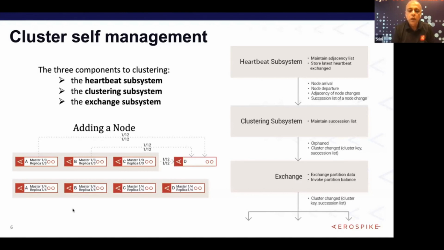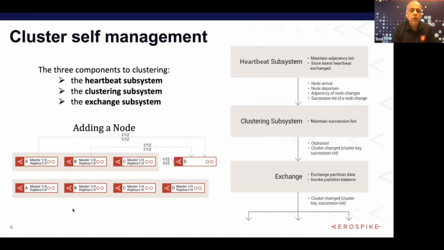Given nodes are added and removed from the cluster and the partition map is changed based on the arrival and departure of a node, there's an exchange subsystem which manages the asynchronous copying of data, or migration of partitions, from one node to the other. You can see an example in the picture to the left, where we are adding an additional node to a 3-node cluster. A 3-node cluster with 2 copies, or replication factor 2, in steady state will have 1/3 of master partitions available in each of those nodes, and 1/3 of the replica partitions available in each of those nodes. When you add a new node, 1/12 of master partitions from each node has to be delivered to the new node, and 1/12 of the replica partitions has to be delivered to the new node.